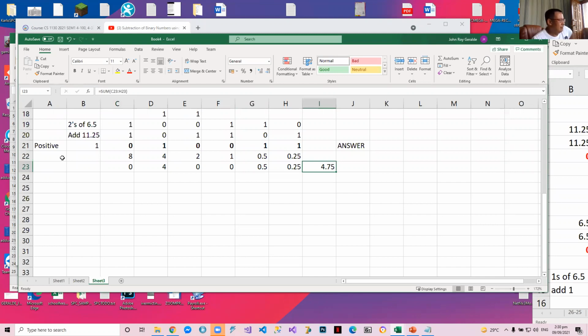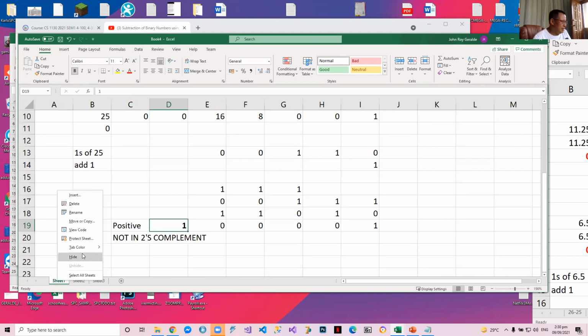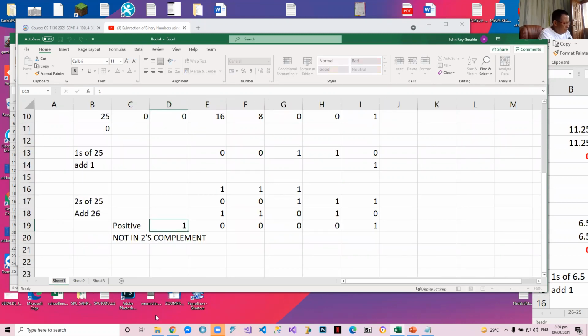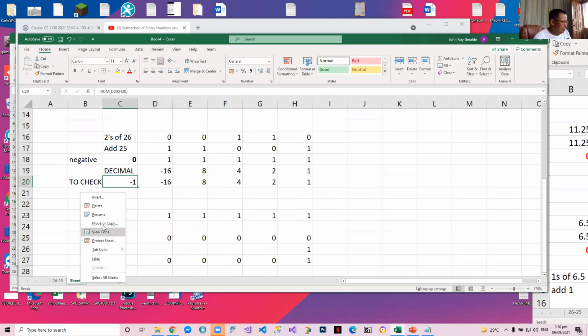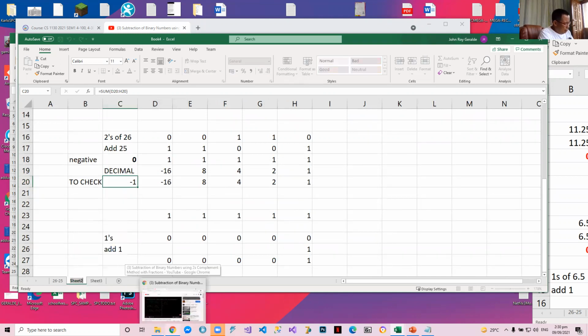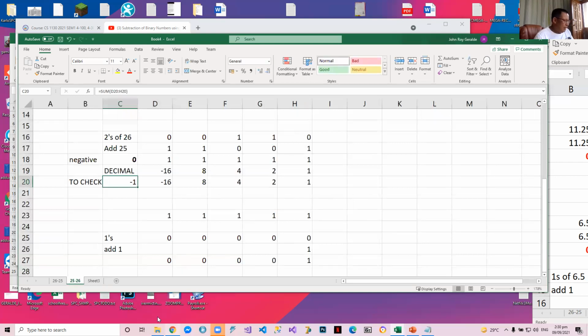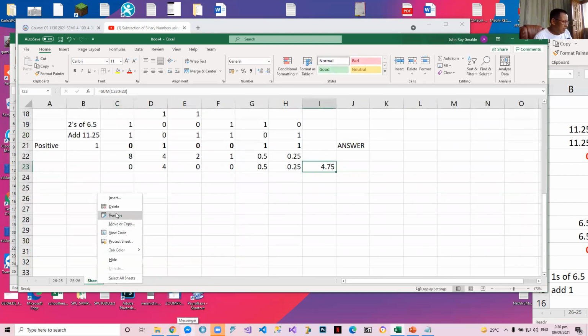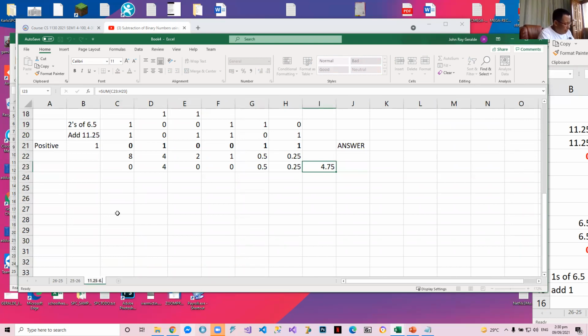Okay. So let's rename this. This is 26 minus 25, and this is 25 minus 26. And this is 11.25 minus 6.5. Okay. You follow? So if you do it in decimal, that's still 4.75.